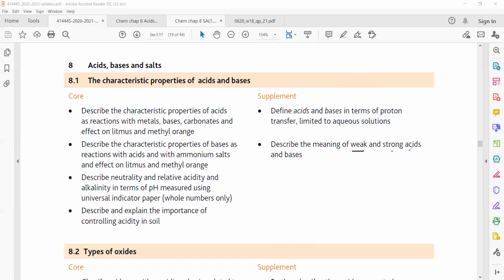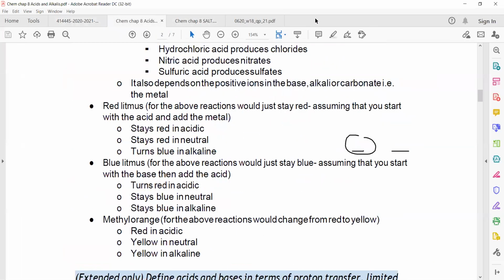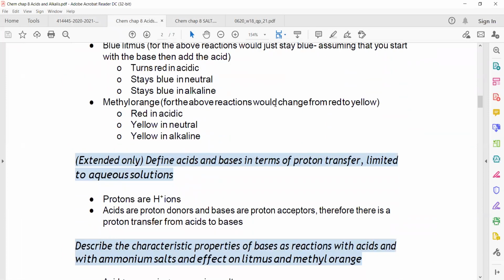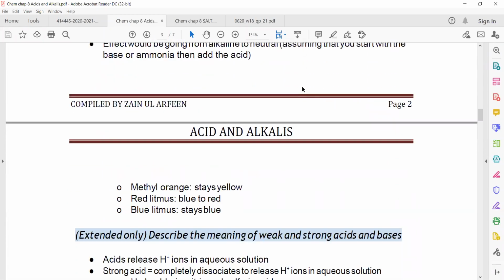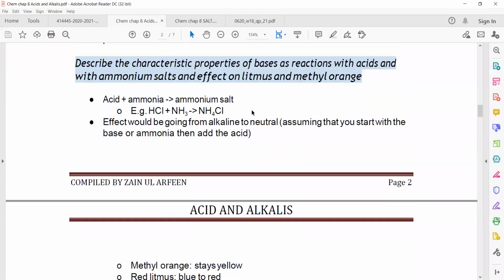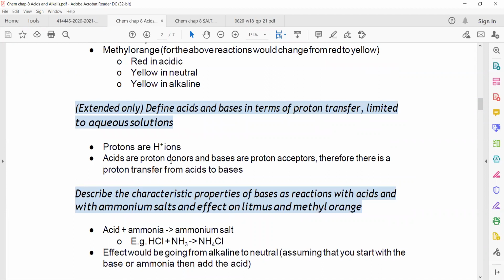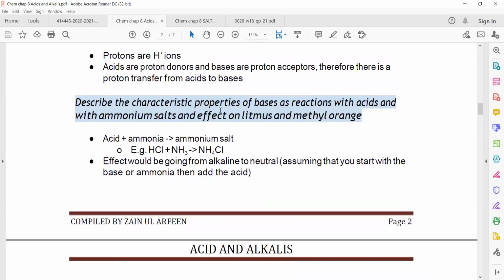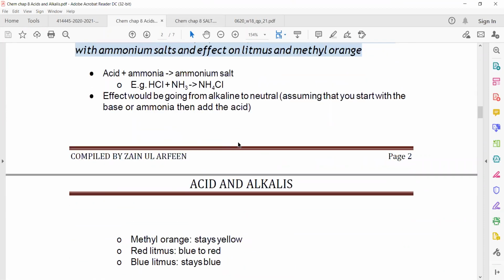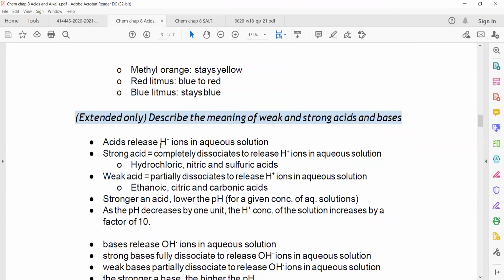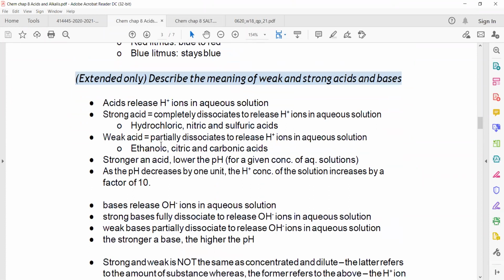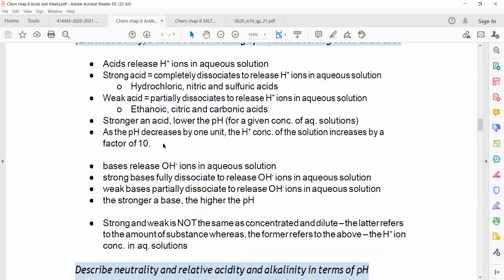Then describe the meaning of weak and strong acids and bases. Weak means they ionize only partially. How can we identify that it's a weak base? When we do electrolysis, it will not allow a greater amount of current to pass, as few charges are present. So, define acid and base: acids are proton donors, bases are proton acceptors. Acids or alkalis which ionize completely we call strong, and those which ionize partially we call weak.